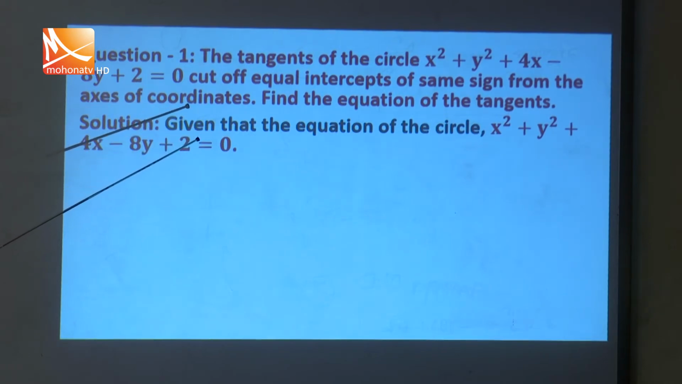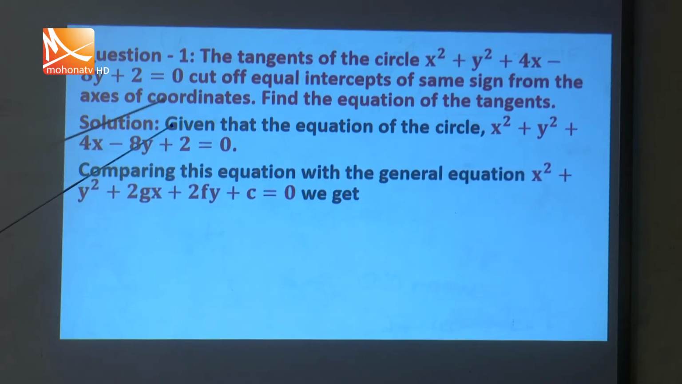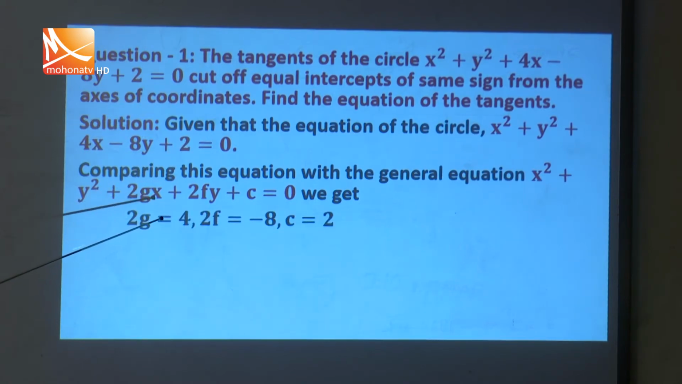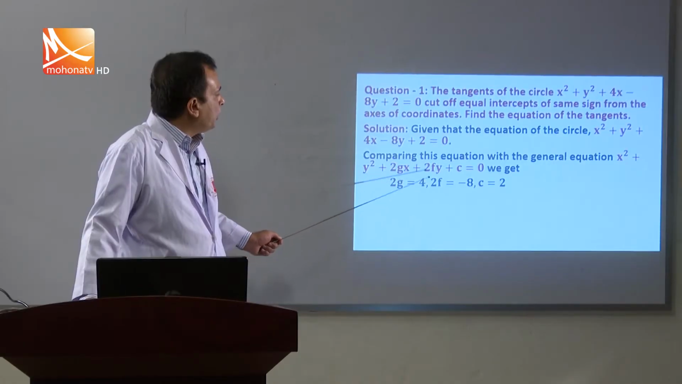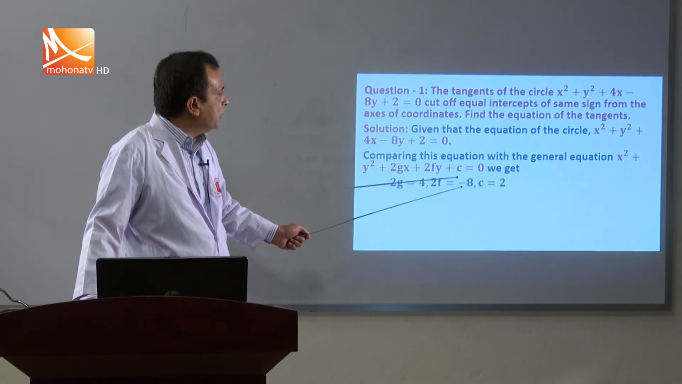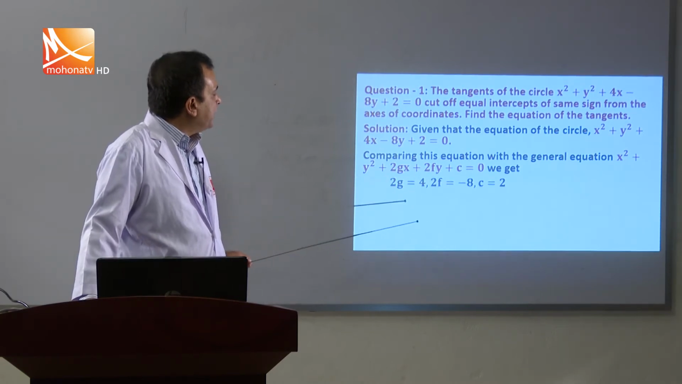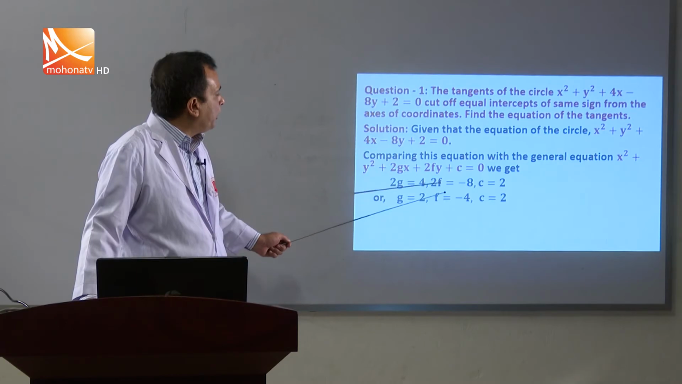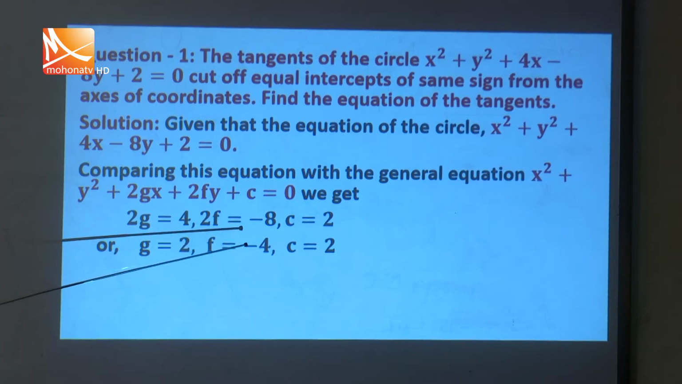Given that the equation of the circle is x square plus y square plus 4x minus 8y plus 2 equals 0. You just see that we are comparing this equation with the general equation of the circle x square plus y square plus 2gx plus 2fy plus c equals 0. Then we get 2g equals 4, 2f equals minus 8 and c equals 2, which implies that g equals 2, f equals minus 4 and c equals 2.